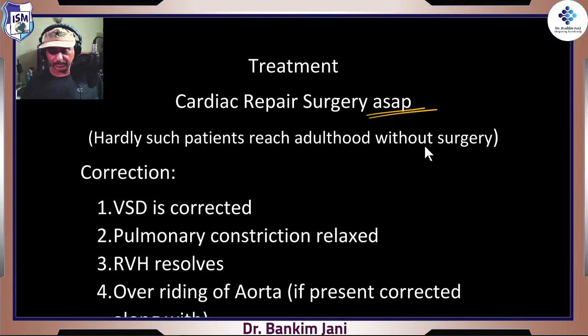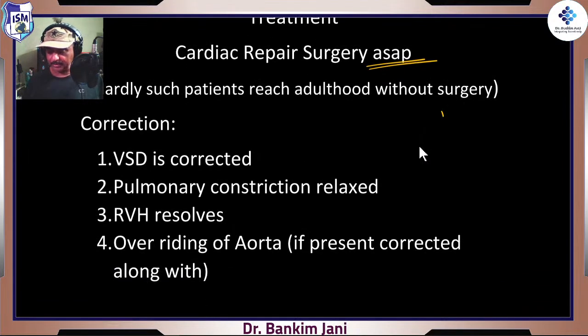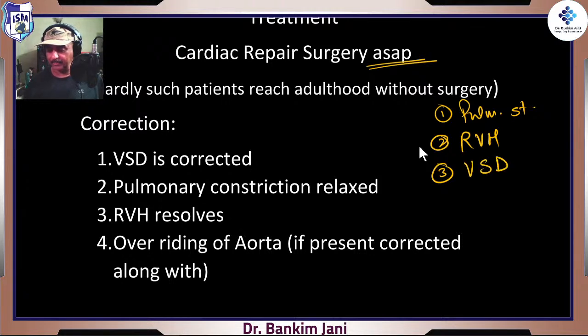And what would you like to do? Out of four things, we saw in tetralogy of Fallot, just for the revision, that there is pulmonary stenosis. Because of pulmonary stenosis, one has right ventricular hypertrophy. When there is right ventricular hypertrophy, there is an added element, that is ventricular septal defect, because nature itself tells, okay, send the blood on another route so that the patient survives. And then on top of it, to make the condition, say there is overriding of aorta. These are the four things.